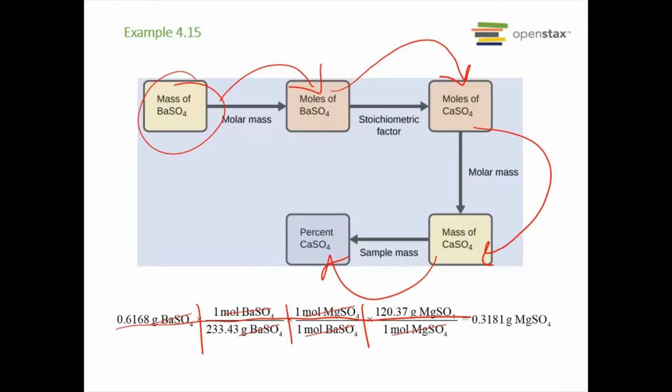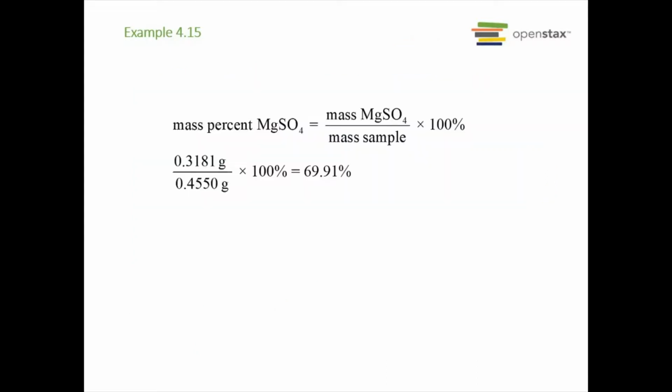All right, so doing everything before we get to that last percentage part. Okay, we have our mass of the barium sulfate, 0.6168, molar mass, mole ratio, or stoichiometric factor, whatever you want to call it, molar mass of magnesium sulfate. Oops, sorry. This should be Mg, not Ca. Gotta love open source books, right? So yeah, the Ca should be Mg. Don't let that confuse you.